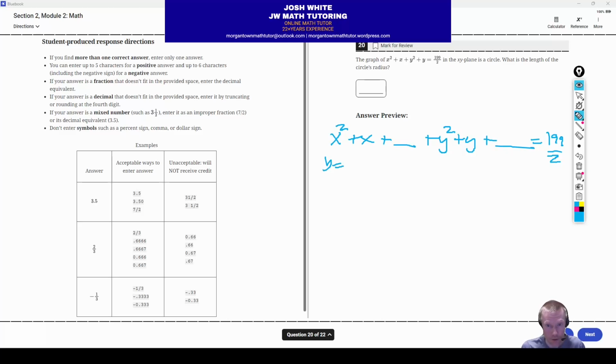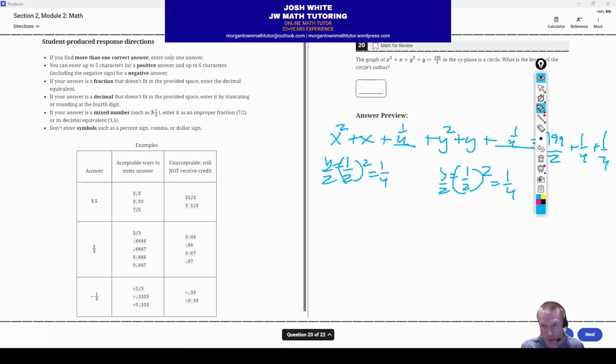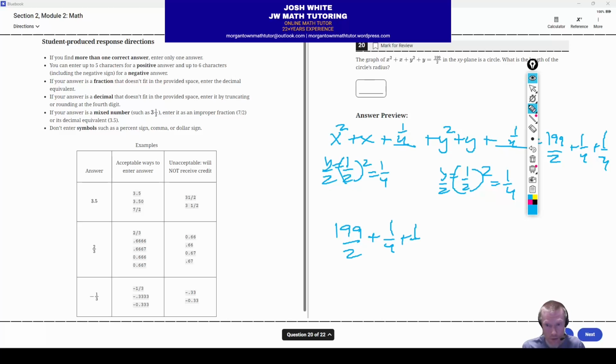And here it's just kind of annoying because the b value is 1, which means when you take b over 2, you get 1/2. So when you square it, it equals 1/4. So you're adding 1/4 and adding 1/4 for both the x and the y. So you get fractions. On the right side, of course, we're going to add 1/4, add 1/4. So on the right side now, we've got 199 over 2 plus 1/4 plus 1/4. Well, 1/4 plus 1/4 is just 1/2. It's really 2 over 4, but I just simplified it to 1/2.